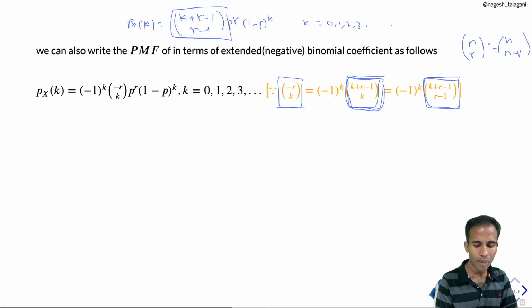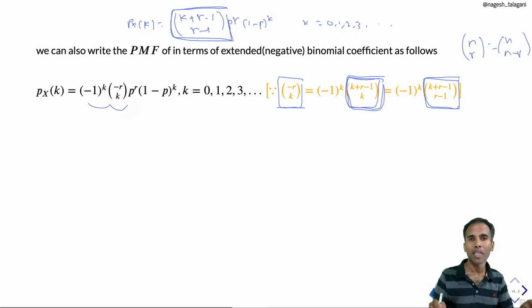Now in our PMF, this ordinary binomial coefficient can be replaced with one involving a negative binomial coefficient. When the top parameter of the extended binomial coefficient is a negative integer, we can also call it a negative binomial coefficient. Hence the name negative binomial distribution. Fine. So this is going to be our PMF: P_X(k) = (-1)^k (-r choose k) p^r (1-p)^k for k equal to 0, 1, 2, 3, and so on.